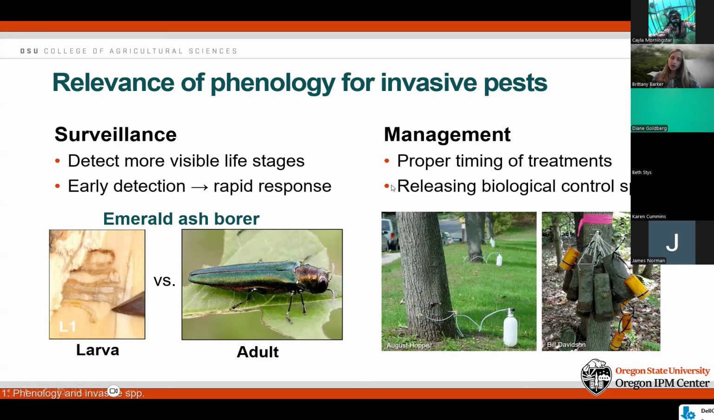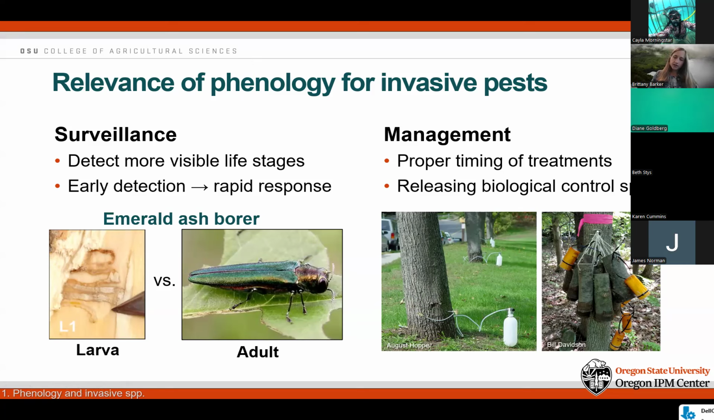In terms of management, let's say that you are wanting to eradicate a population, or maybe you have a population that you know you can't get rid of, but you at least want to control it, like reduce the size of the population. You need to have treatments that are well timed and other management tactics. So, for example, for the emerald ash borer, in this picture down here where you see these tubes going into the tree, those are systemic insecticides that are getting injected into the trunk.